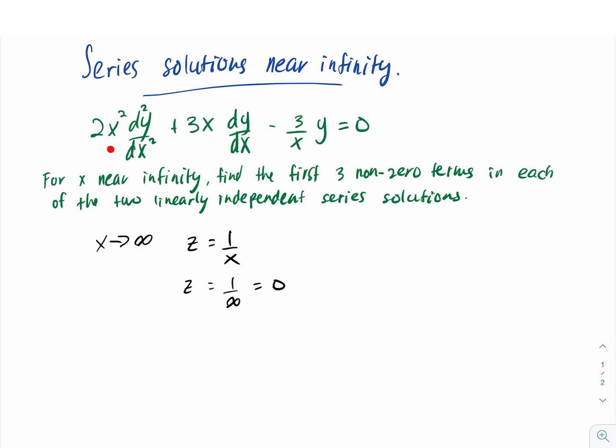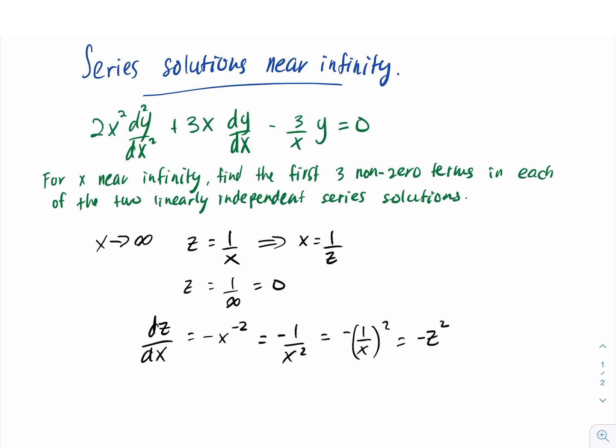Hence, we have to change every x here in terms of z. Since z equals 1 over x, now we'll have x equals 1 over z. But before that, in our equation here, we have dy/dx and d²y/dx². So when we want to change every x into z terms, this dy/dx also will have to change into dy/dz. Now, since z equals 1 over x, when we differentiate z with respect to x, we have negative x to the power of negative 2, and this is also equal to negative z squared, because 1 over x squared is z squared, since 1 over x is equal to z.